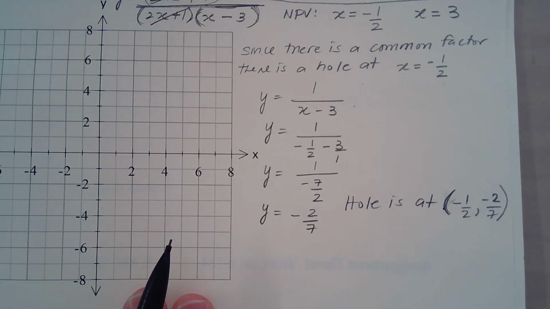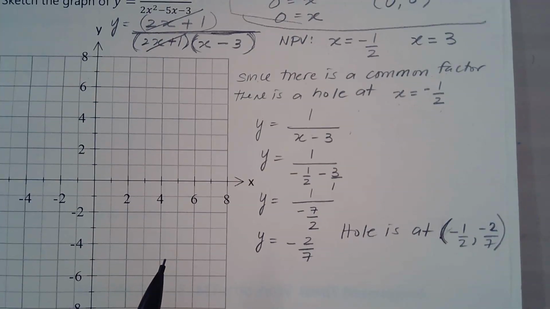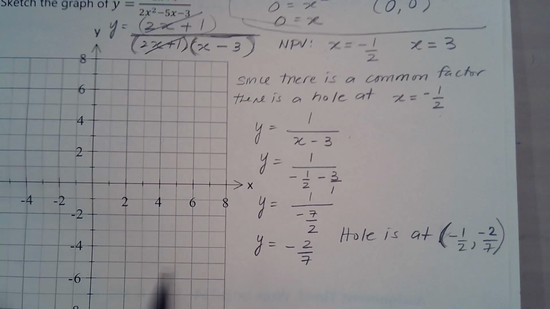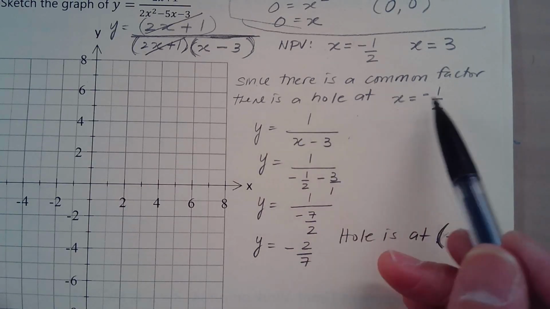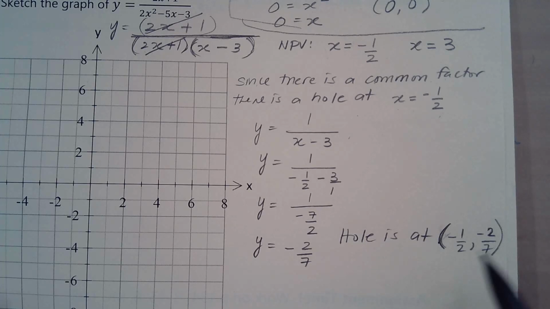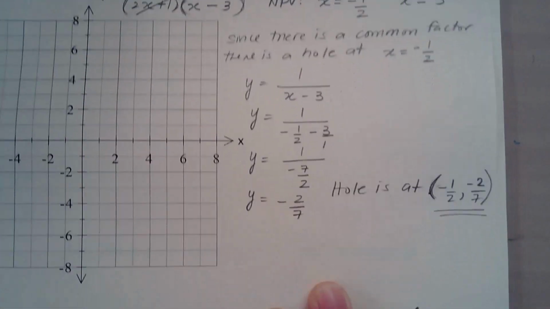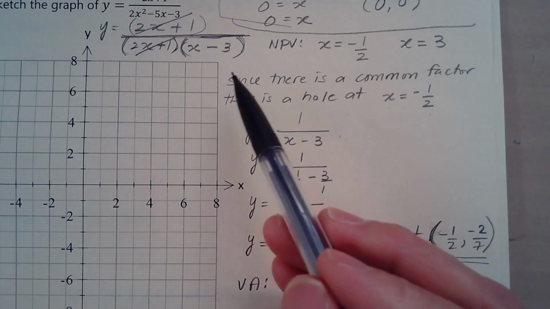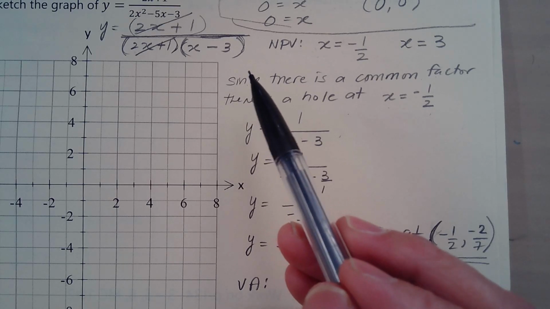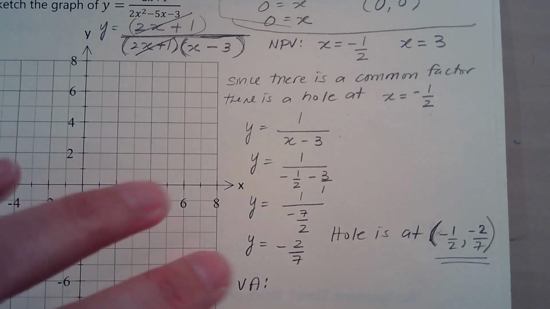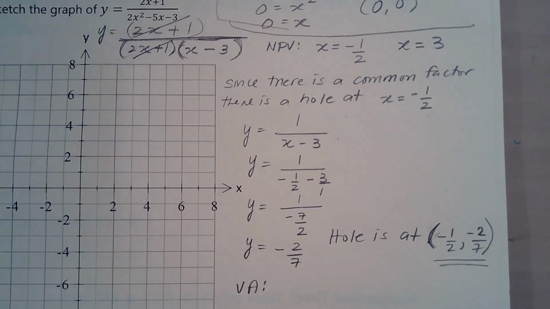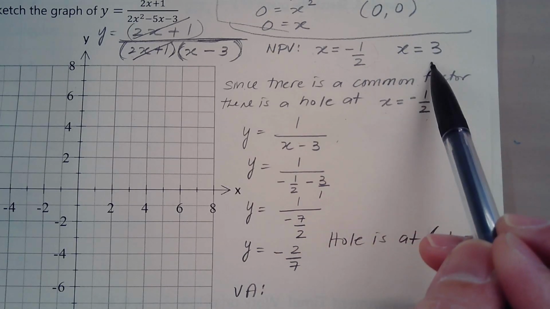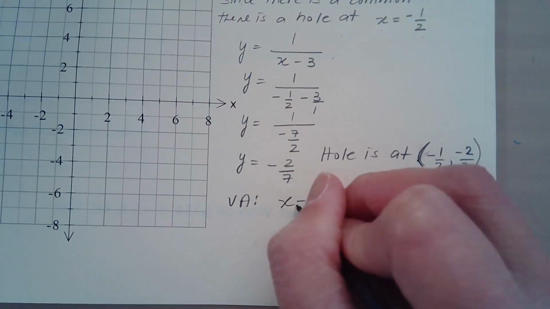So, what have we done so far? Not a lot. We've factored, we figured out the non-permissible value, we found out that there's a common factor, so that means there's a hole, and we figured out the hole. What else? Any vertical asymptote? Someone asks why you flip the 7 over 2. Okay, I'll finish this one and then I'll talk about that in a second. So there's a hole here, and then this one would be the vertical asymptote. It's going to be x equals 3.